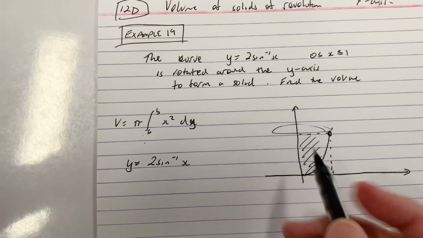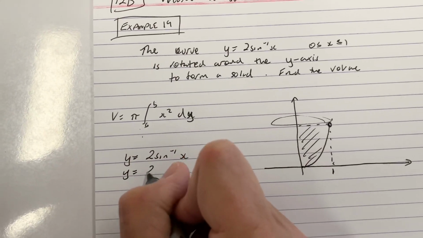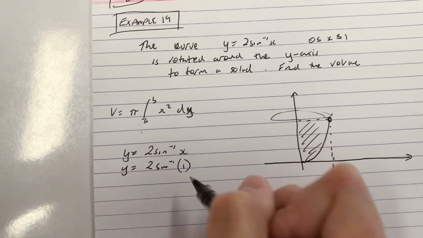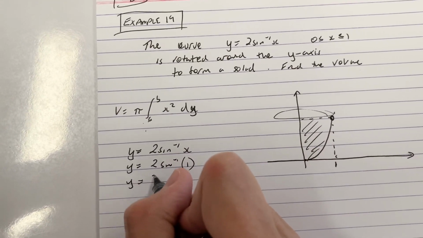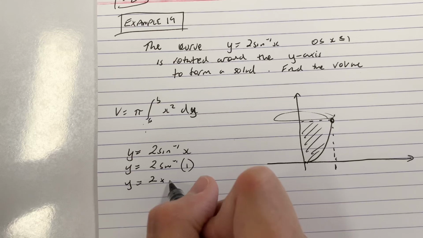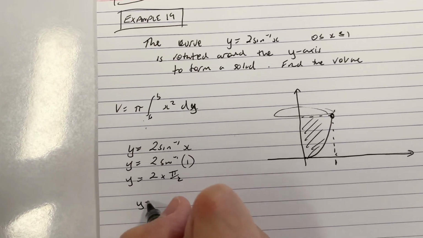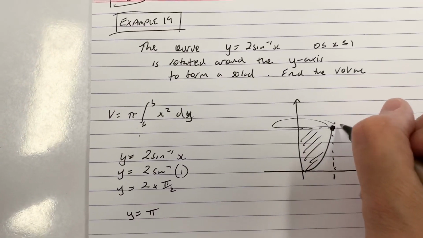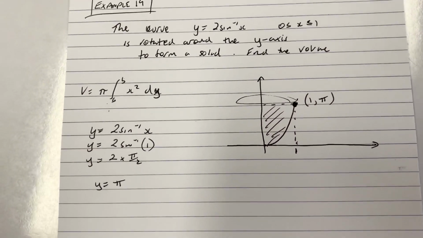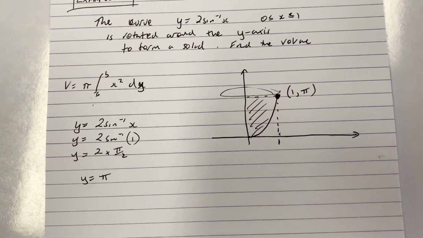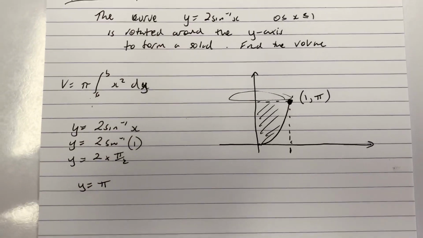So we can go when y equals 2 sine negative 1 of 1. y equals 2 times pi on 2, y equals pi. So the point here is (1, pi). You could have also worked that on your graphic calculator if this was being done tech active.